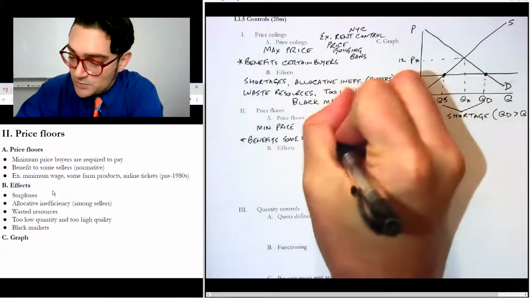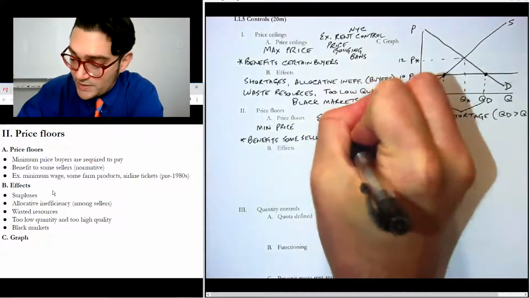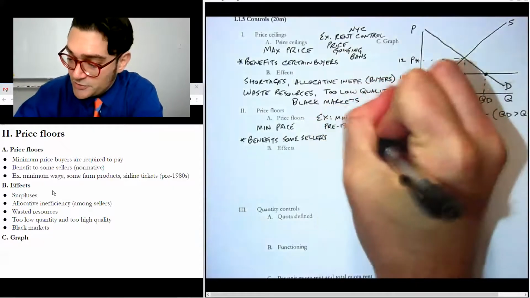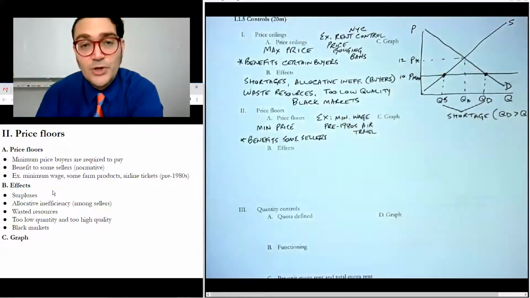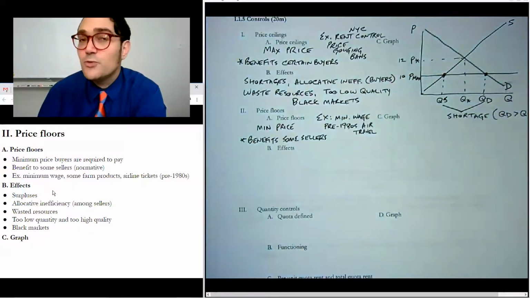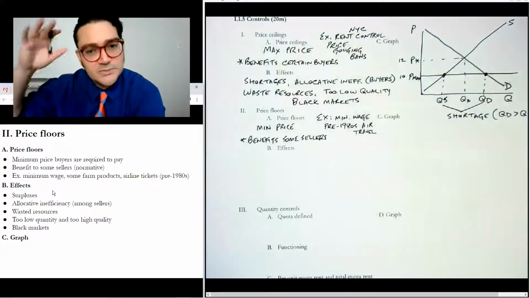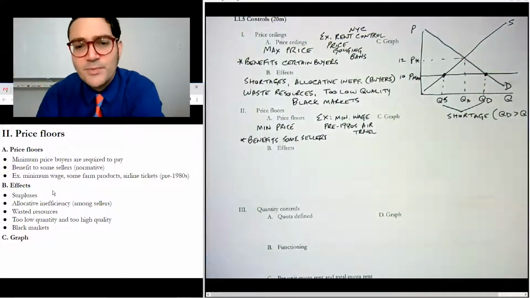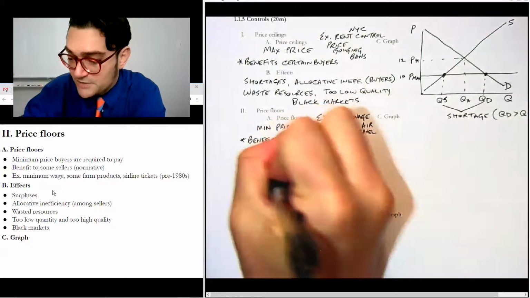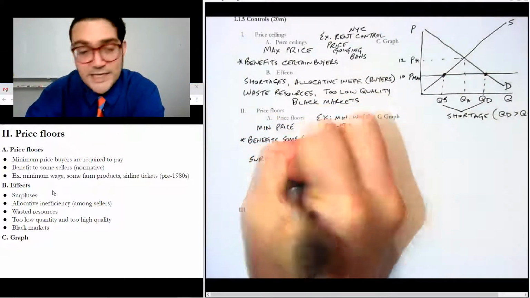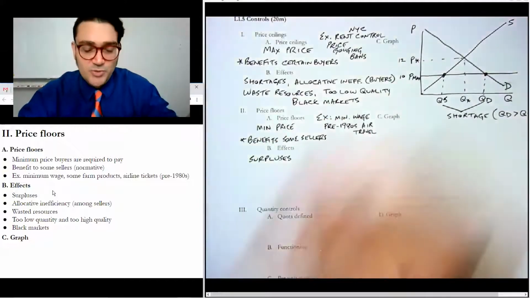And that was a really interesting time. Before the 1980s, air travel had minimum prices. And so if you wanted to hop on an airplane and go from New York to LA, you had to pay a really high price. The minimum price was set quite high. And we'll talk about what the effects are. So you end up with surpluses, right? Because if there's a high minimum price, then there's extra produced.